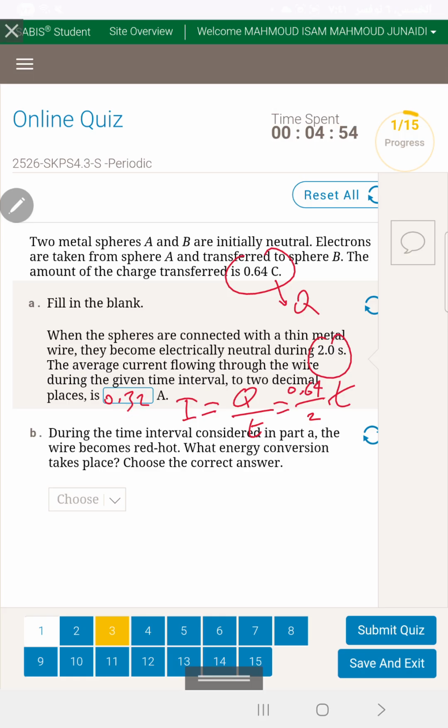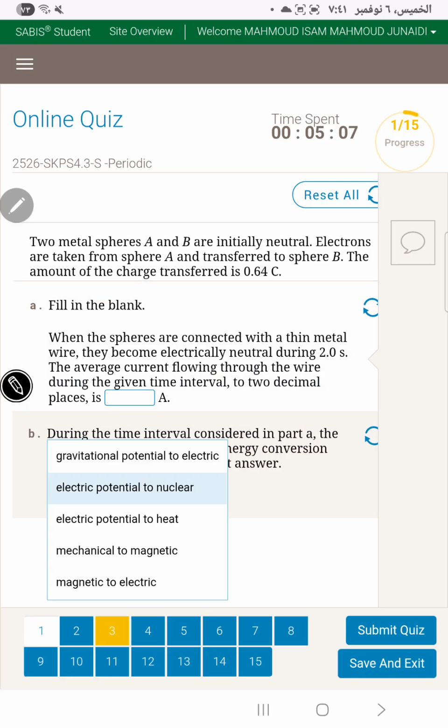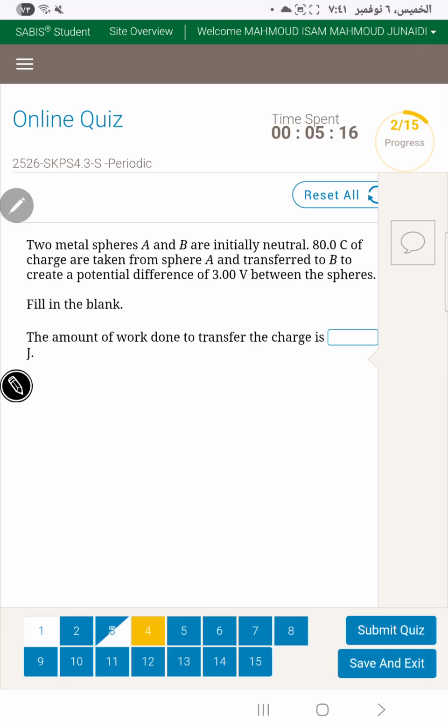Question B. During the time interval considered in part A, the wire becomes hot. What energy conversion takes place? Choose the correct answer. Now, if you go to the list, here you have electric potential energy to heat. Next question.